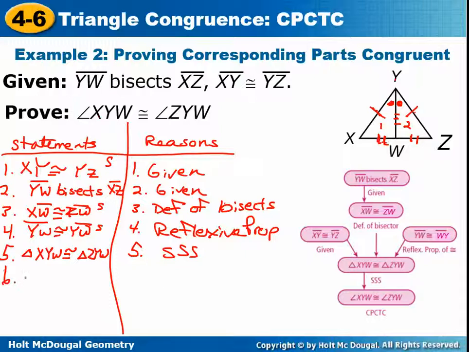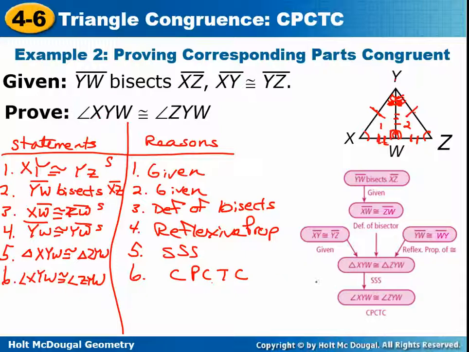Okay, now we get to use our new thing. By CPCTC, corresponding parts of congruent triangles are congruent. I can say that any of those corresponding parts are congruent. So I could say that angle X is congruent to angle Z, and I could say that this angle over here is congruent to this angle. And then finally, we're able to say the ones that we want up here, these two given angles. Angle XYW is congruent to angle ZYW. By corresponding parts of congruent triangles are congruent.